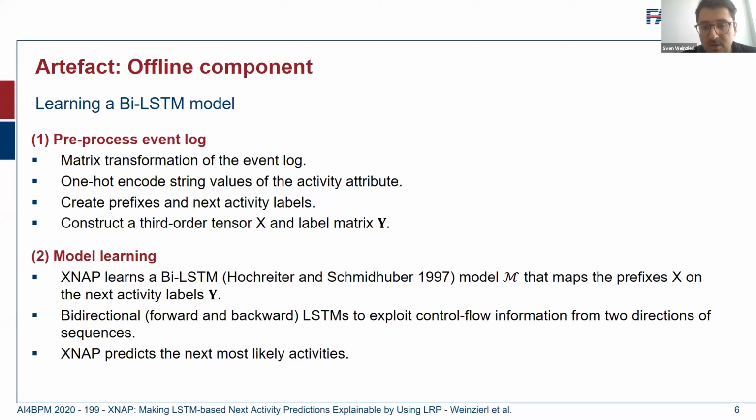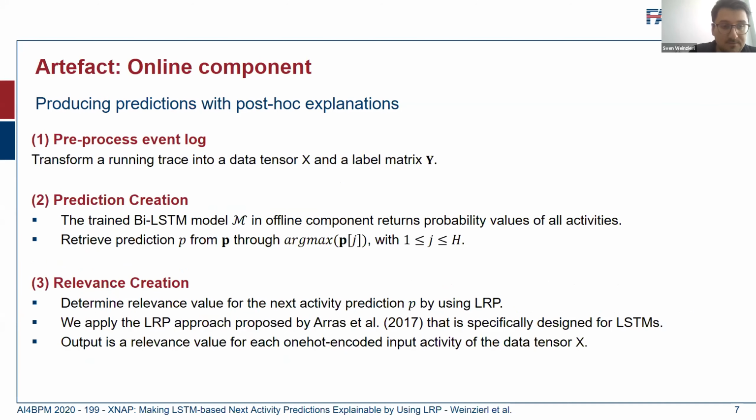For model learning, we use a BLSTM. A BLSTM is an extension of a vanilla LSTM cell, as you can see here from Hochreiter and Schmidhuber, and it maps prefixes. We decided to use a BLSTM, a forward and backward LSTM. It consists of two parts, two LSTMs, to exploit the control flow information from both directions, from left to right. And XNAP predicts the next most likely activities.